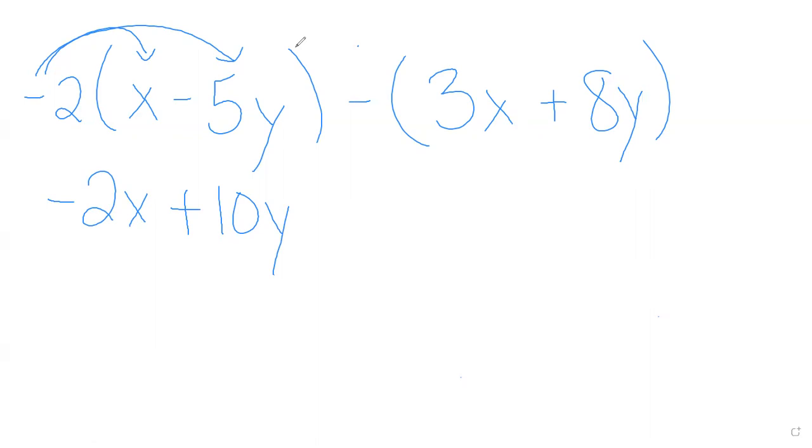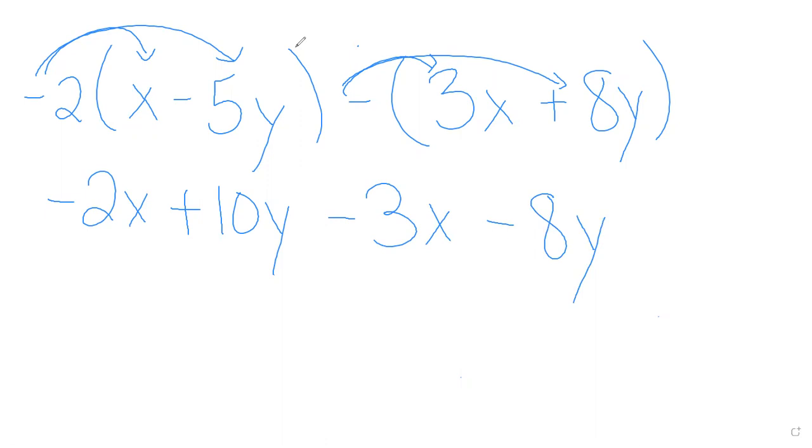And then people get to the middle part, and that's where they get a little antsy because there's no number there, but there is a negative. What you have to remember is that this negative changes the signs of everybody in here. So instead of this being a positive 3x, it is now a negative 3x, and it is also a negative 8y.